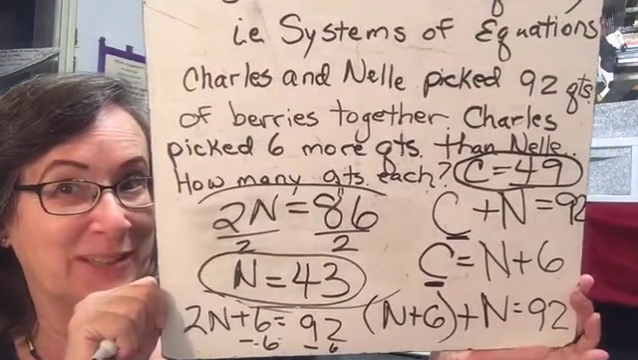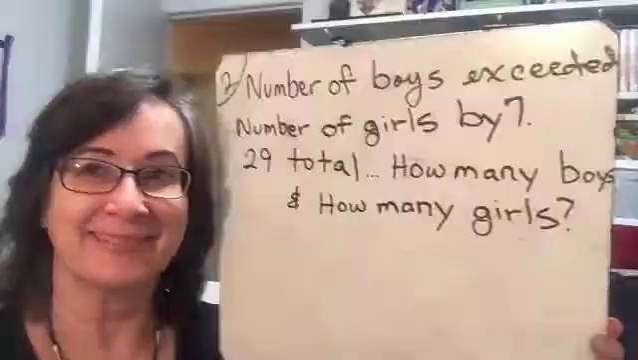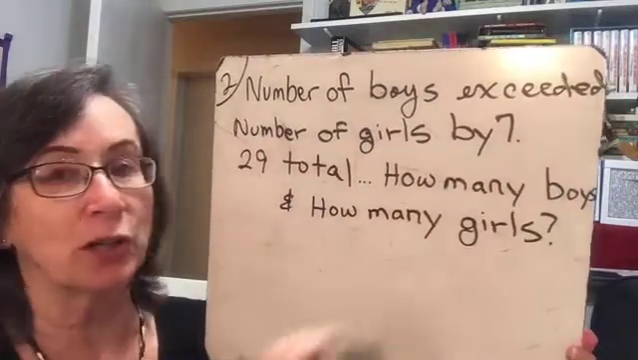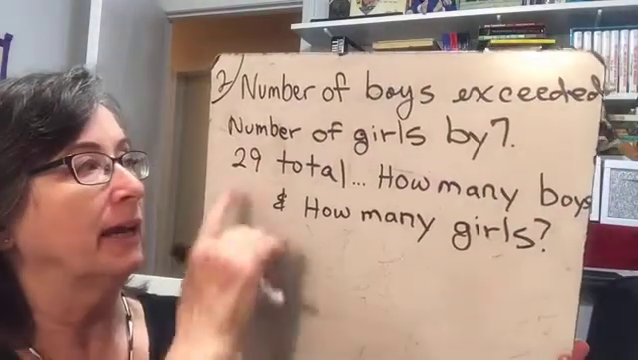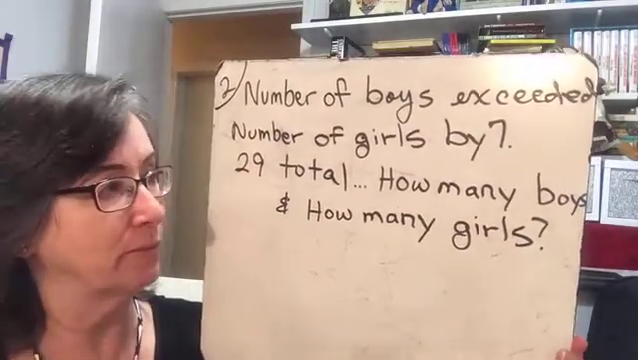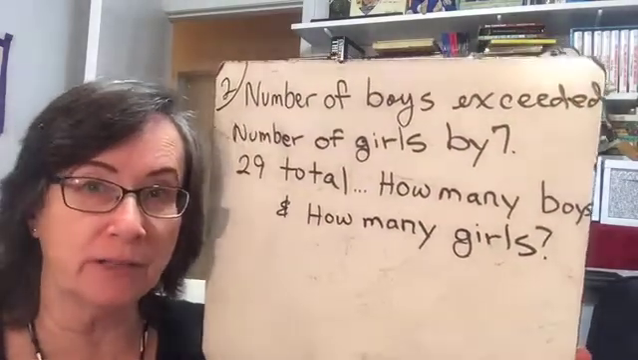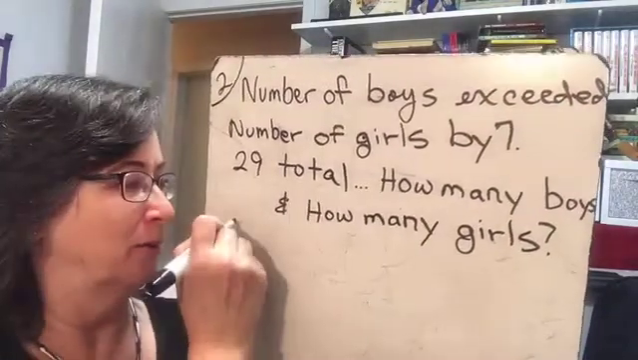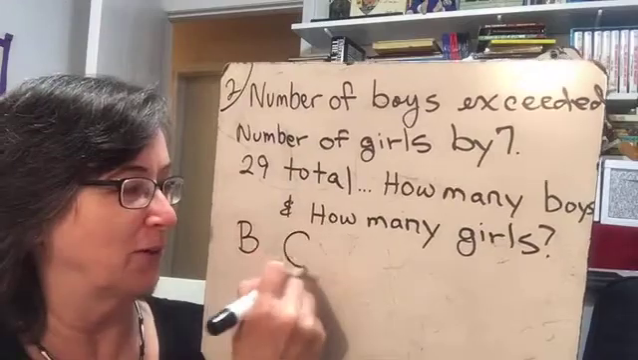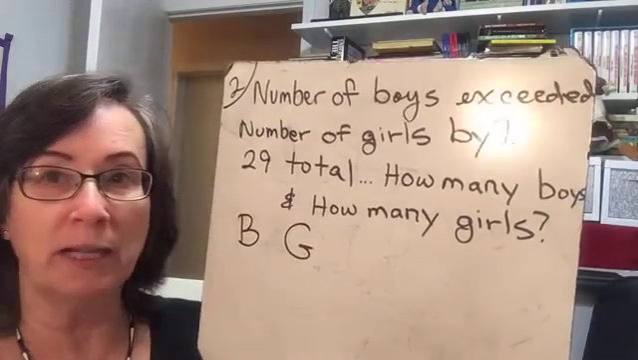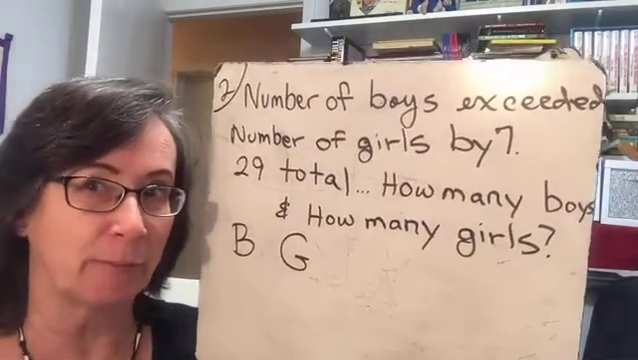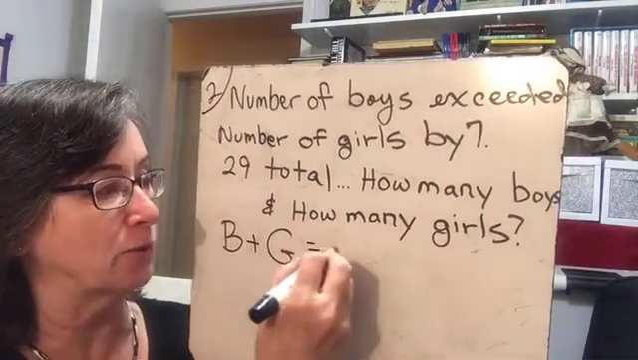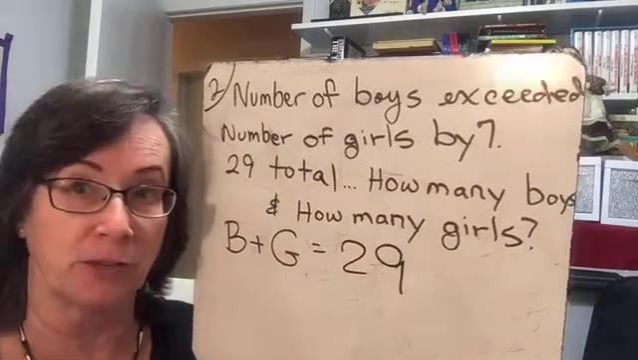Let's look at example 2. Here's our second example. The number of boys exceeded the number of girls by 7. There are 29 students total. How many are boys and how many are girls? Okay, so we're going to write, big shocker, boys and girls. Okay, so don't we know that the number of boys plus the number of girls gives us the total number of students? So boys plus girls equals 29 because that's the total number of students.